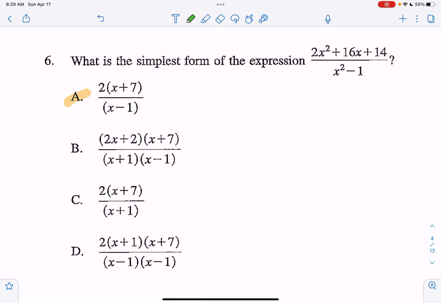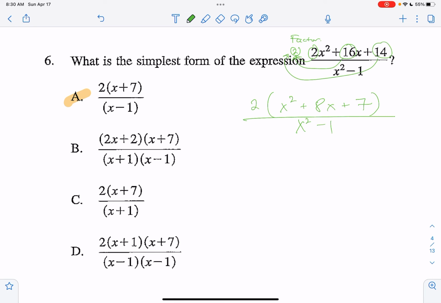Next one, number 6. What is the simplest form of the expression 2x squared plus 16x plus 14 divided by x squared minus 1? Here we have to factor. The first thing you notice is that the coefficients are all even, so you can first factor out a 2 from the numerator, and that will give you 2, and in parentheses, x squared plus 8x plus 7. Then you divide by x squared minus 1.